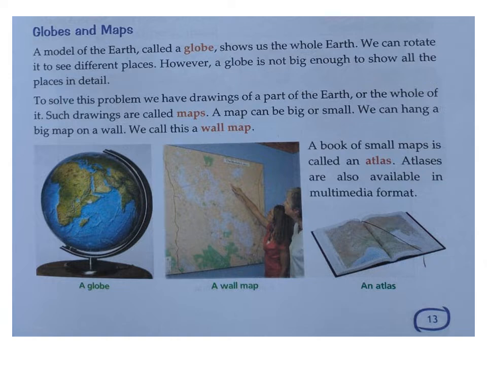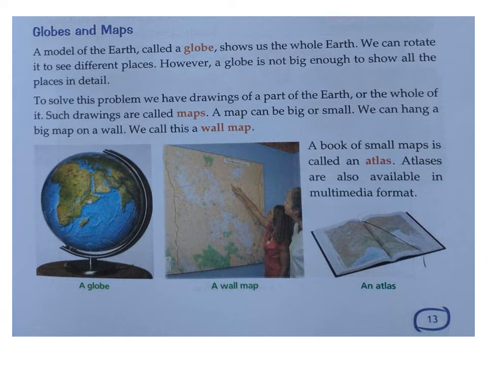A model of the earth is called a globe. Means, what is a globe? Globe is a model of the earth. This is the answer to that question. This globe shows us the whole earth. We can rotate it to see the different places. However, a globe is not big enough to show all the places in detail. Means a globe is just like a model of the earth to show the whole world at the same time, but we cannot see any part of the world in detail.